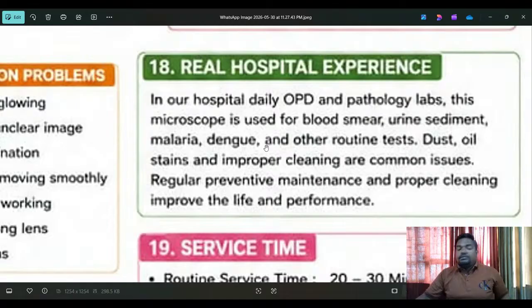In our hospital, in daily OPD and pathology labs, this microscope is used for blood smear, urine sediment, malaria, dengue and other routine tests. Oil stains and improper cleaning are common issues, and regular preventive maintenance and proper cleaning improve the life and performance. My advice: please try to engage the technician with friendly communication, then give the advice, do like that, don't do like this every time.